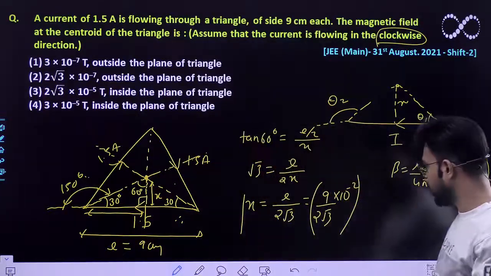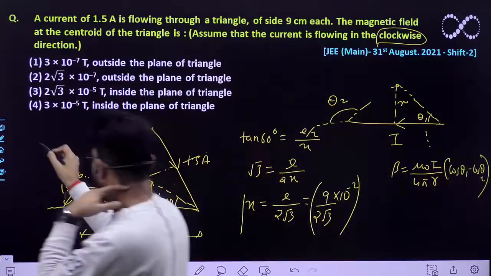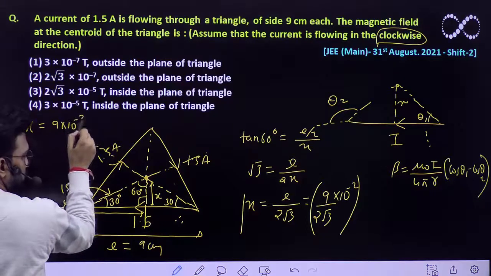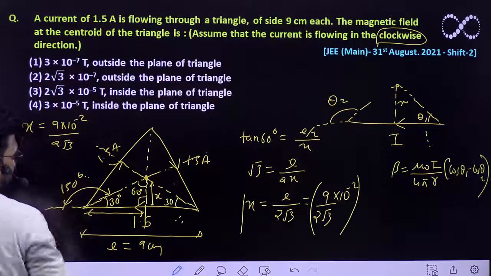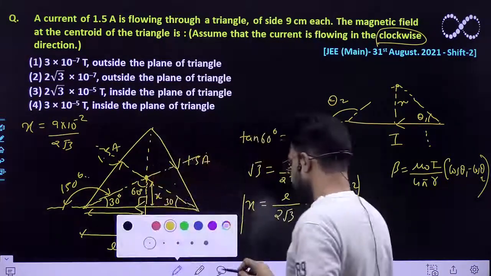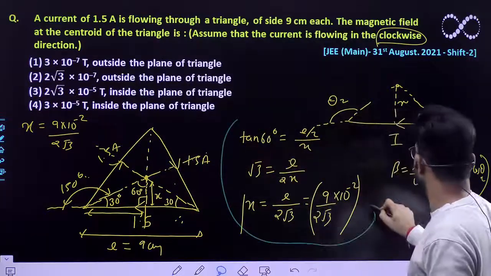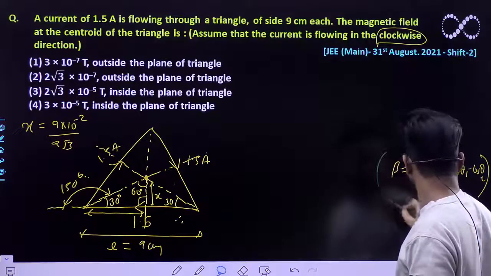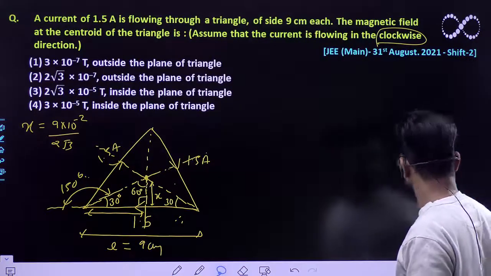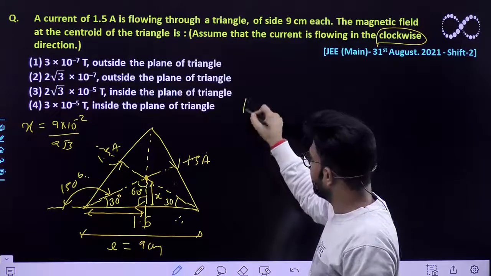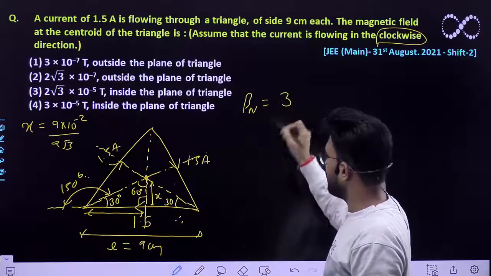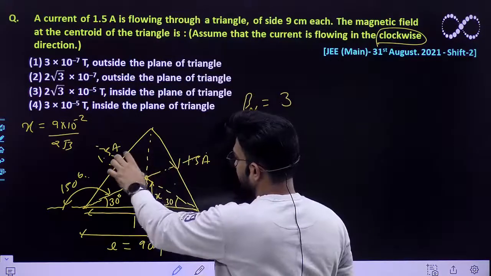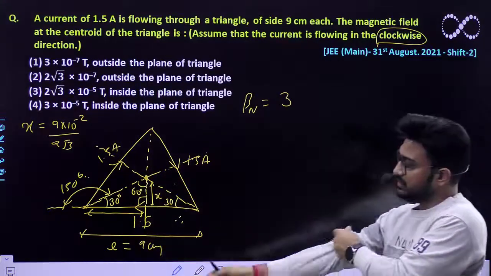Okay, so now we'll be putting the value. We'll be writing the x over here. X is nothing but 9 into 10 raised to power minus 2 divided by 2 root 3. So the net magnetic field would be thrice of the individual magnetic field at this particular point, because the perpendicular distance from these wires are also equal, since it is an equilateral triangle.